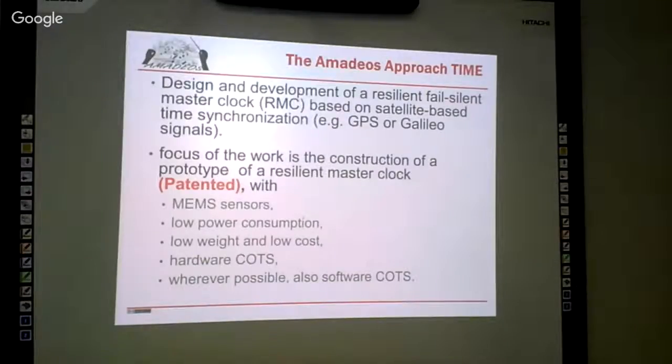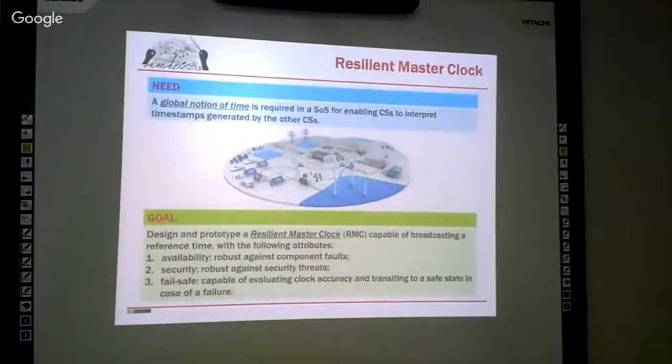So there are sensors, low power consumption, because we never know where the clock is to be used, low weight and low cost, COTS hardware, and almost everything COTS software. So we want to keep to a minimum what we had to do specifically. The resilient master clock is needed for all these reasons that you know, now you know better than me. And we also wanted to use this resilient master clock as a unit capable of broadcasting a reference time which is available, which is secure, and which is fail-safe.